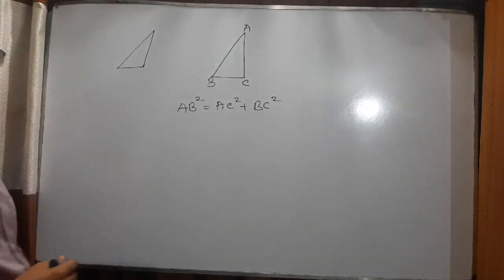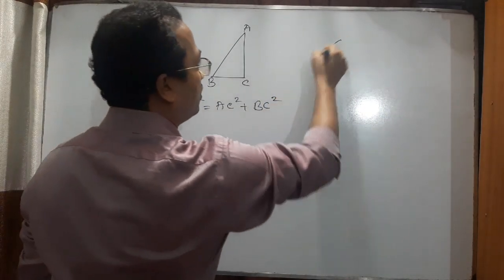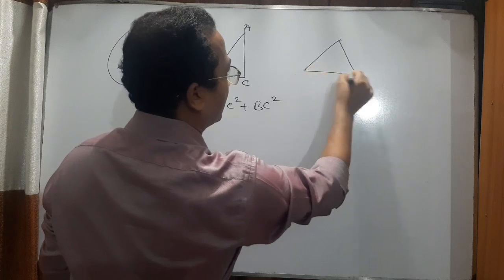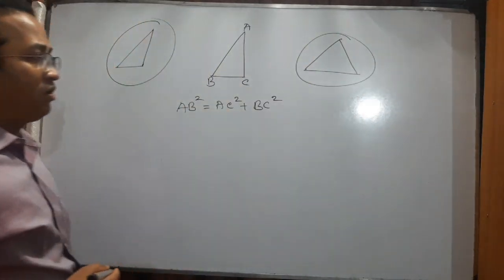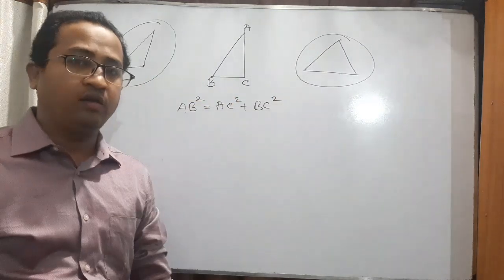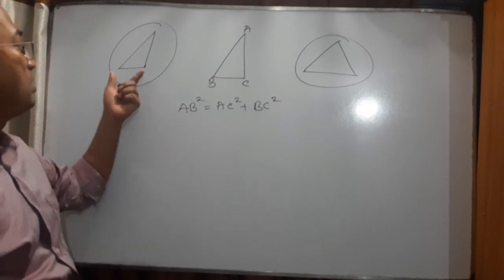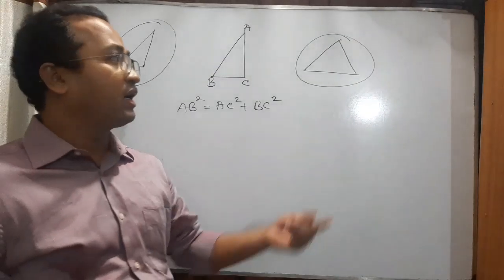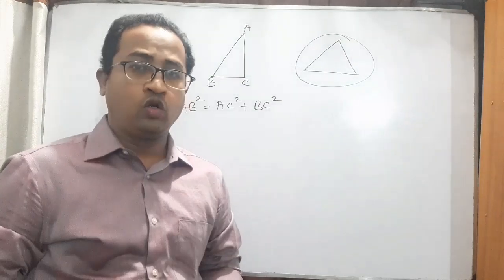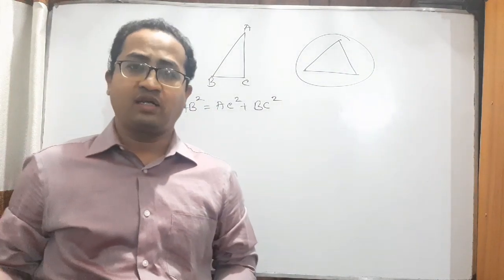But can you ask yourself what it will be for an obtuse angle triangle? Can we apply this in an obtuse angle triangle or an acute angle triangle? Today I will discuss this. How can we apply this theorem in an obtuse angle triangle or acute angle triangle? To know this, at first you should know some things.